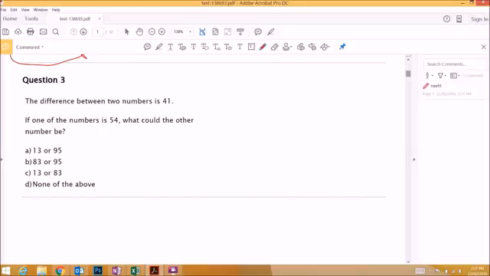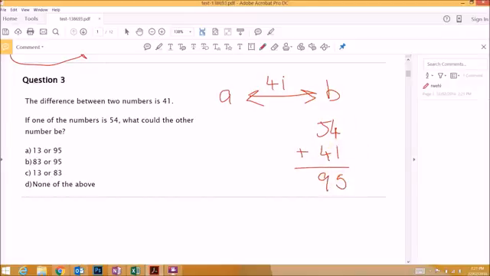Question 3, the difference between two numbers is 41. So that means if we have two numbers, let's say we have our first number, which is A, and then our second number, which is B, the difference between those two is going to be 41. Okay? If one of the numbers is 54, what could the other number be? Well, if we've got 54, let's work it out. Let's add 41 to 54. We end up with 95.